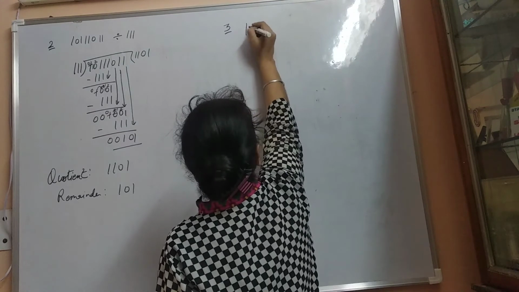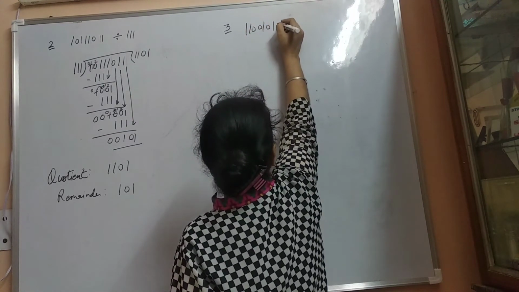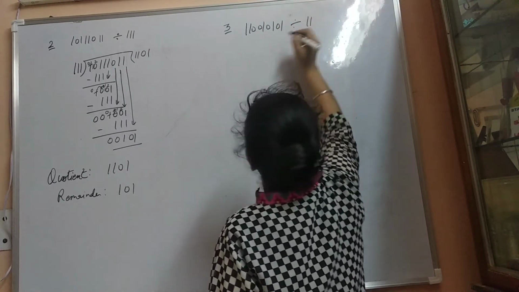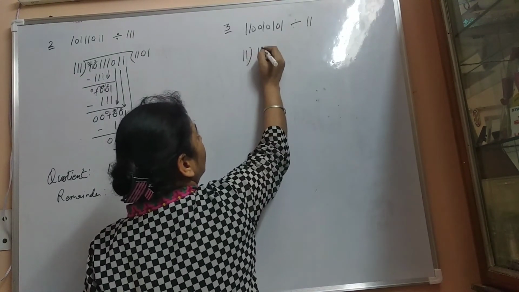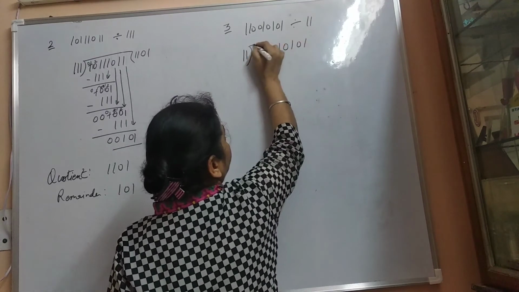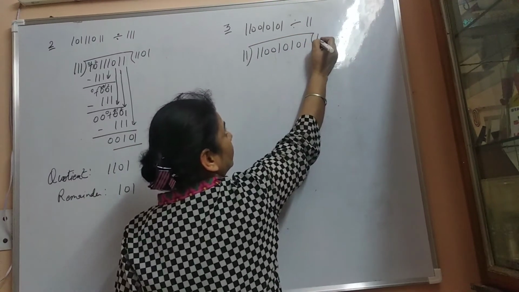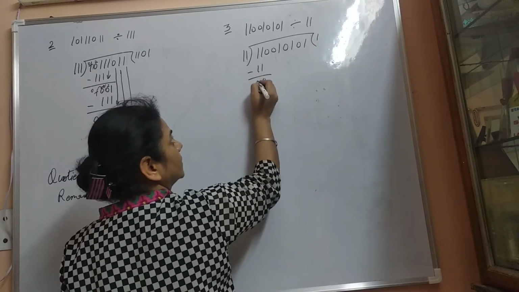You will take 110010 divided by 11. Okay, so we take 11001. The first two digits go with this. I will go with 1 1. Subtract: 1 minus 1 is 0, 1 minus 1 is 0.